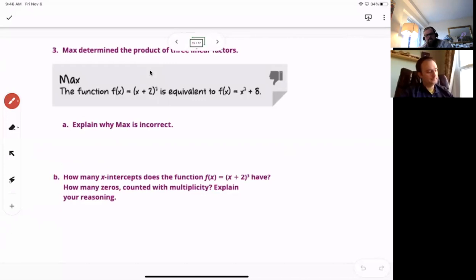Ooh, I like this. So this idea that (x+2)^3 is the same as x^3 + 8. First of all, we know that Max is wrong because we can see the thumbs down. Second of all, if you read the question, it says Max is incorrect. So hopefully we have this double hit of, okay, this is not correct.